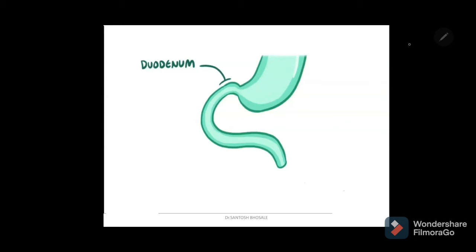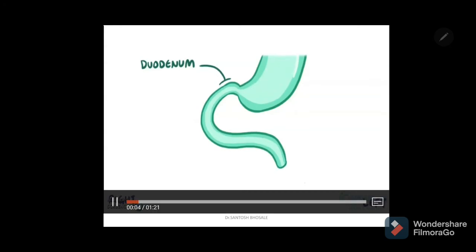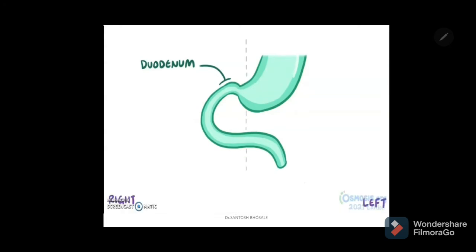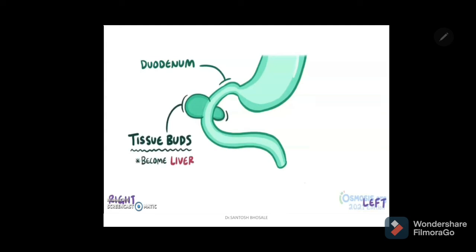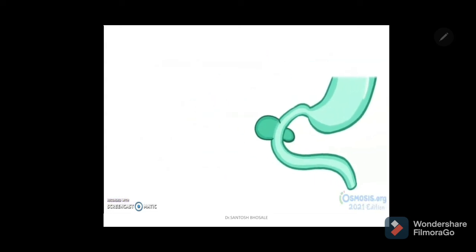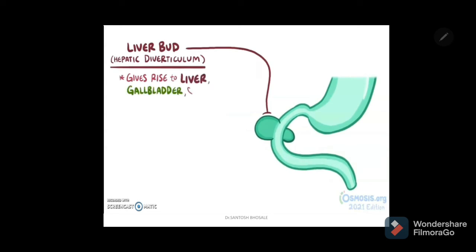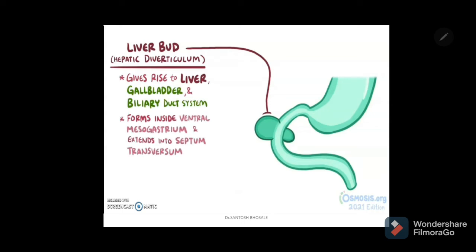So coming to the development of the liver, if you see caudal to the stomach, the ventral hepatic bud is there. These are tissue buds. You can see the liver, gallbladder, and even the ventral pancreatic bud have a close relation with it. This is the hepatic bud, called a diverticulum, an endodermal outpouching. It gives rise to the liver, gallbladder, and biliary duct system. It has a larger cranial part, the hepatic bud, and a smaller, narrow cystic bud.